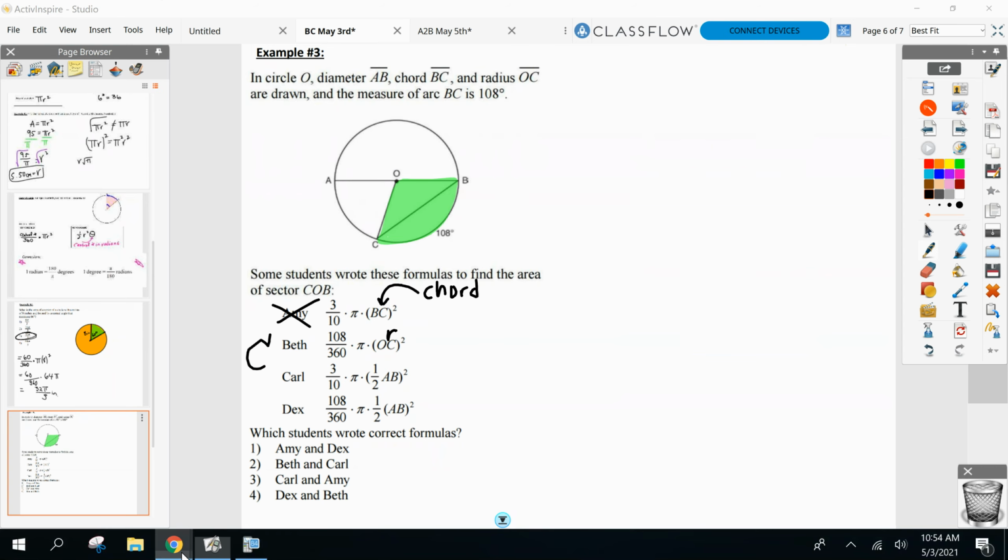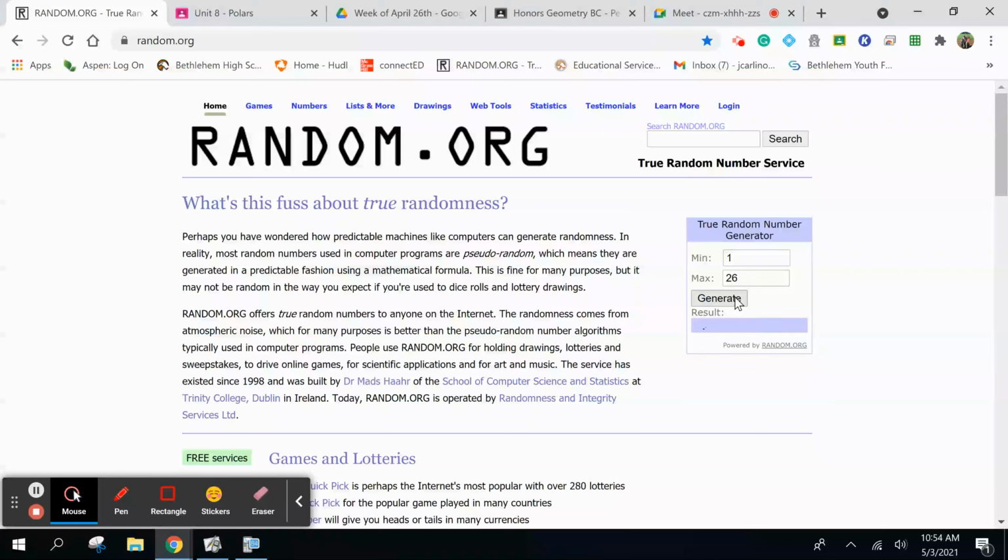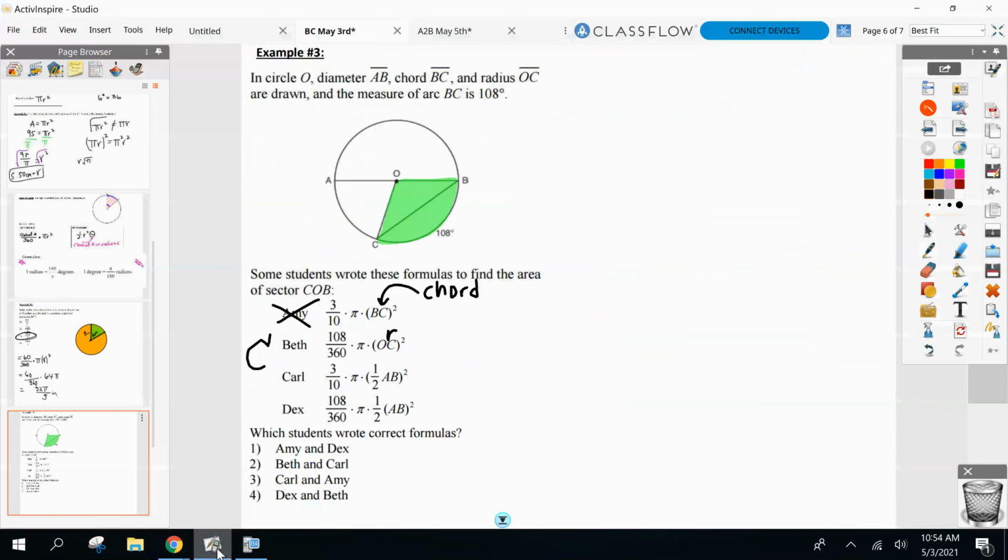C-Dog, Carl. You ready to go, Audrey? How did Carl do? He's incorrect. Why? Because 3/10 is not equivalent to 106 over 360. It is not equivalent to 106 over 360, but what's the angle? Not 106, but 108.